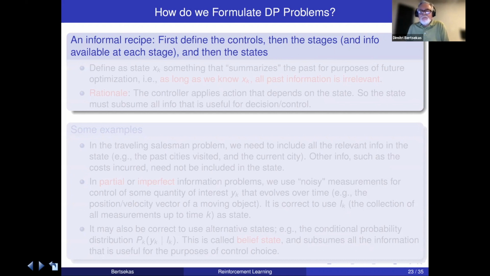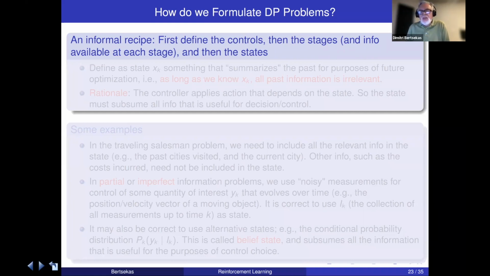So it is an art how you pass from a practical problem into a mathematical problem that you can solve using algorithms. And this can be approached in many different ways in the context of dynamic programming. I cannot give you the range of approaches. I can give you an idea of what I do, okay?